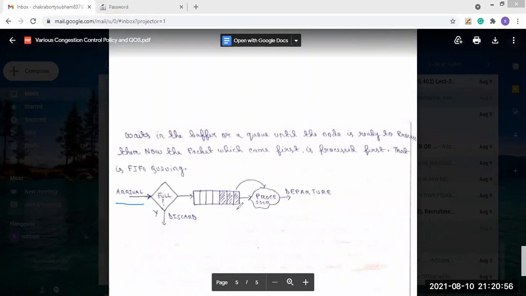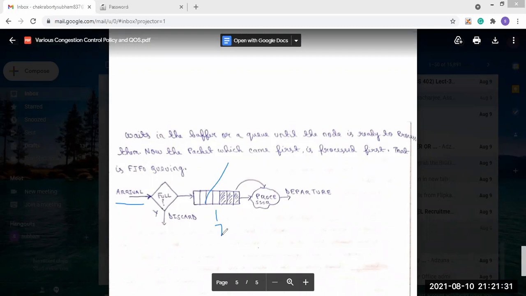Now there will be a queue present. What does this queue consist of? It consists of packets. Let's say 1, 2, 3, 4, 5, 6, 7. We take the queue capacity as 7, which means this queue can contain 7 packets at a time.